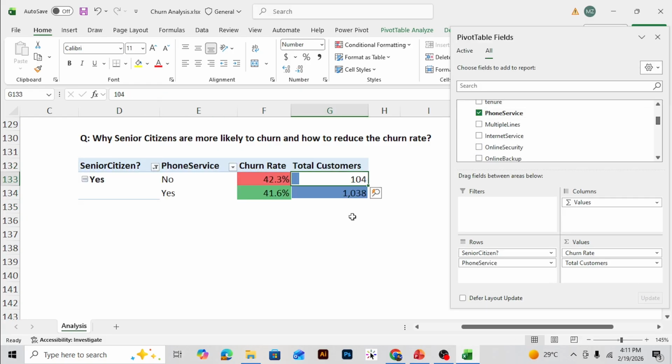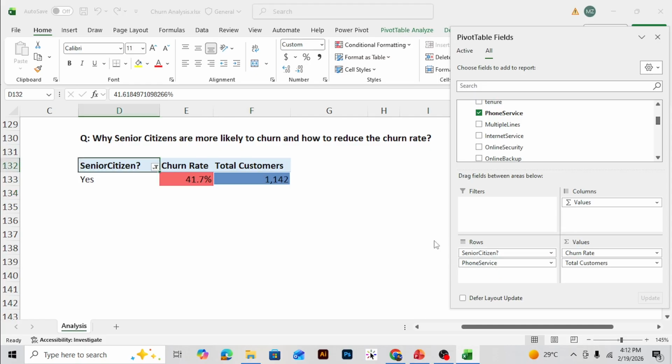You can see only 104 customers are not using the phone service and the churn rate is 42% for them, and almost 1000 senior citizens are using the phone service and their churn rate is 41%. So it doesn't matter whether they are using the phone service or not, the churn rate remains the same. But those who are using the phone service, their churn rate is 41%. So there must be some problem with our phone service. We need to look further into the phone service and improve it so that we can retain our existing customers.